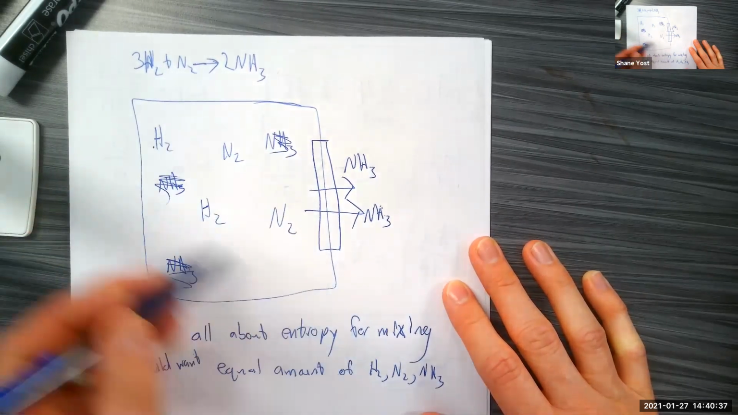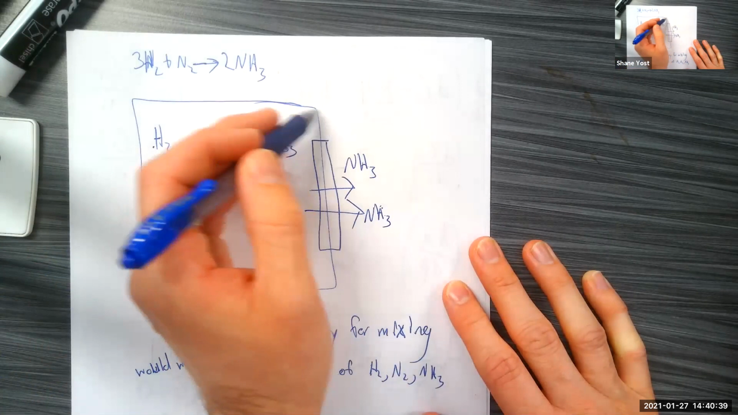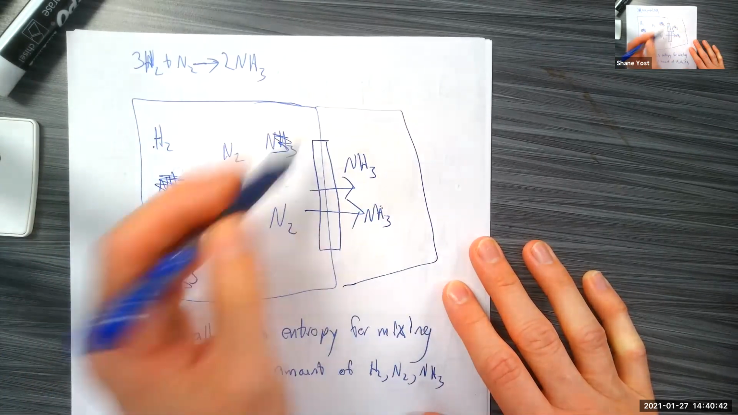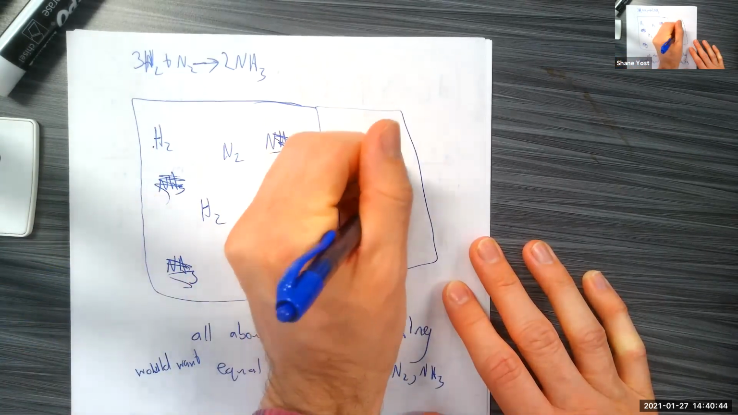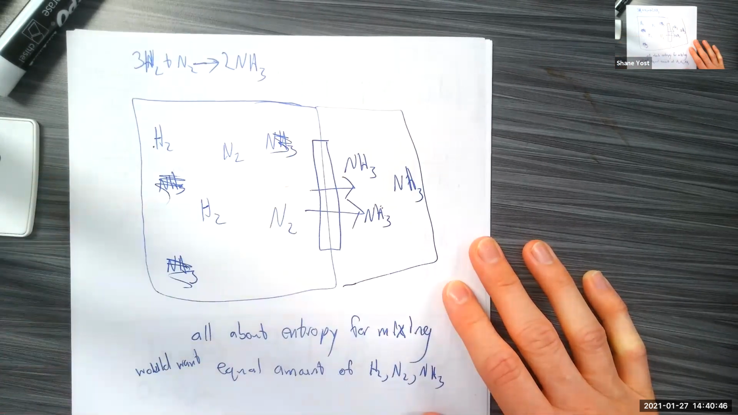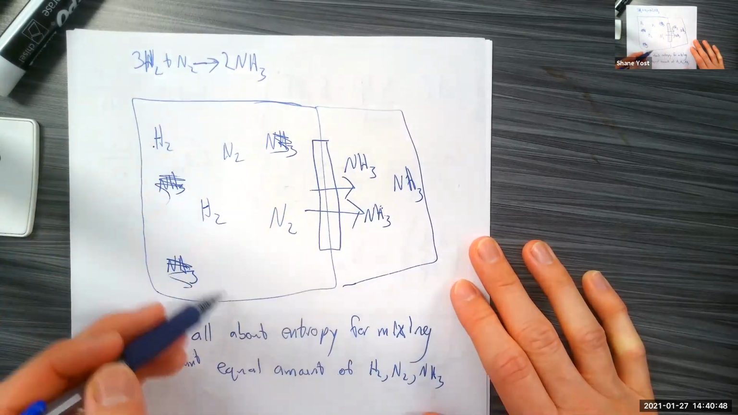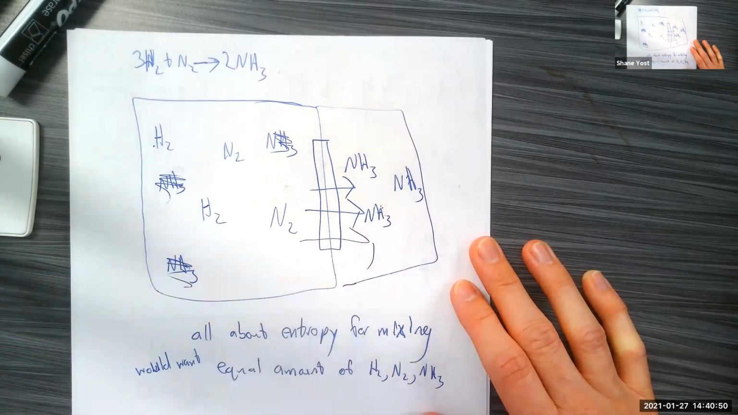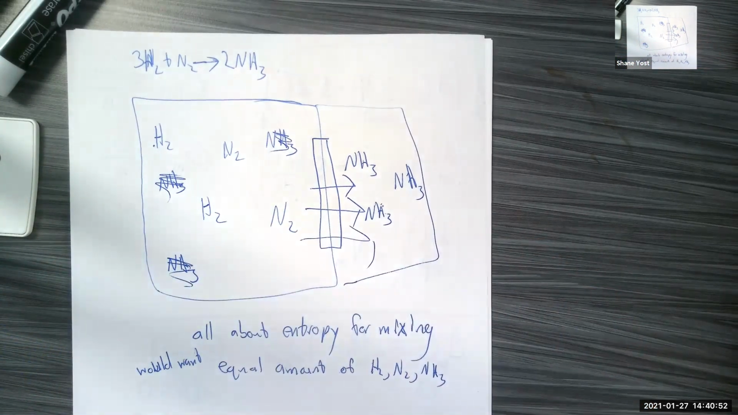So then my reaction can keep on going, and I now have two containers, one with just NH3s on one side and one with the reactants on the other, right? And if you had something like this, the reaction would go to completion, and you'd react all the H2s and N2s up to your limiting reagent, and you'd form 100% yield of your NH3.